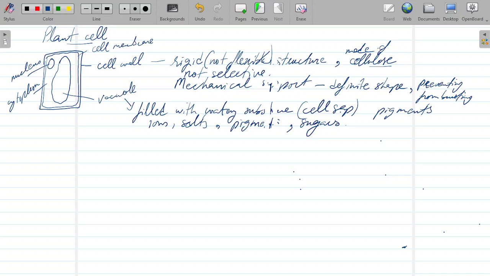When you see it under a light microscope, you would probably not be able to differentiate between a cell wall and a cell membrane because they're pushed against each other. They'll just appear as a thicker border around the cell, and you won't be able to tell them apart.